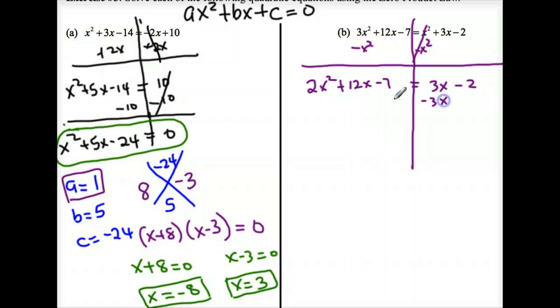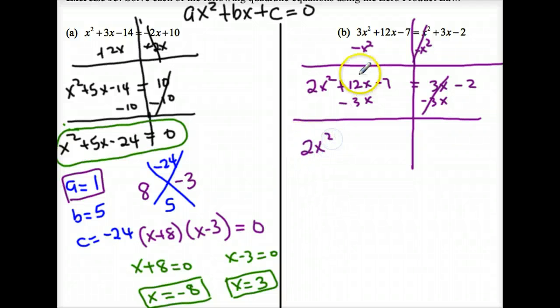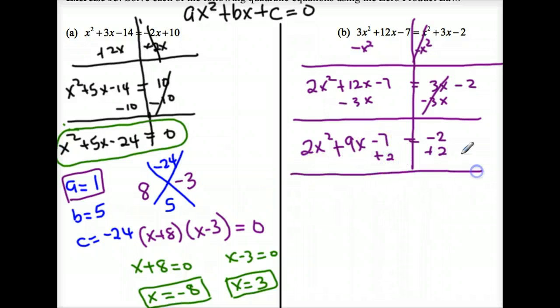Let's get rid of the 3x, minus 3x on both sides. This cancels. I'm left with 2x squared, 12 take away 3 is 9. Good. 9x, bring down my minus 7. Last thing I'm left with is a minus 2, so I'm going to do the inverse, which is adding 2. These cancel. I got 0, which looks good like up here. 2x squared plus 9x minus 7 plus 2 will give me a minus 5.